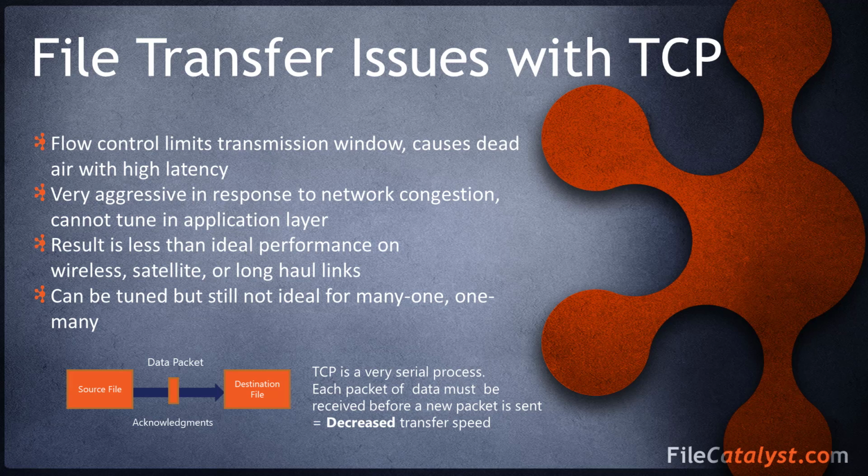The problem with TCP is that it's a very linear process. As you can see here, the source file is broken into small data packets, and as each packet arrives, an acknowledgement is sent back to the sender to tell it to send another chunk of data. Because this process is very linear, the bandwidth is never optimized, and the more latency and packet loss you have, the bigger the effects of this.